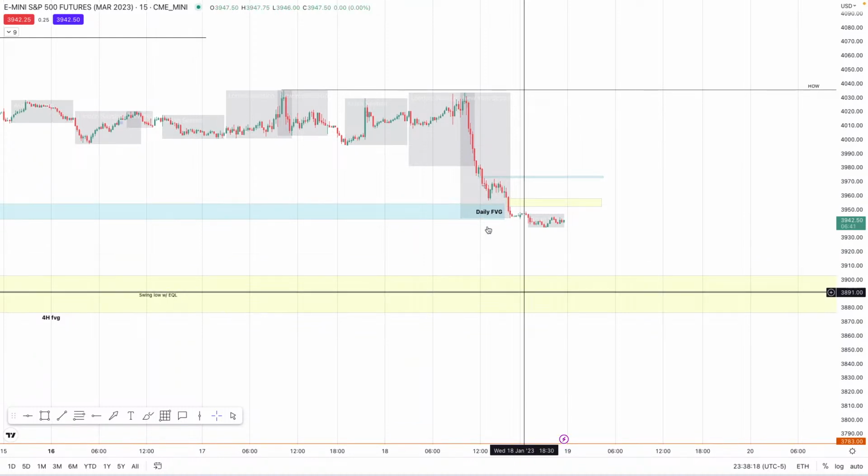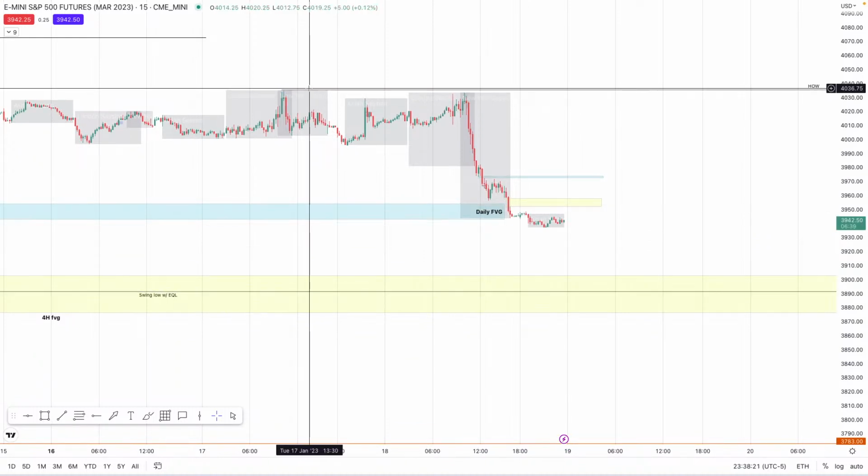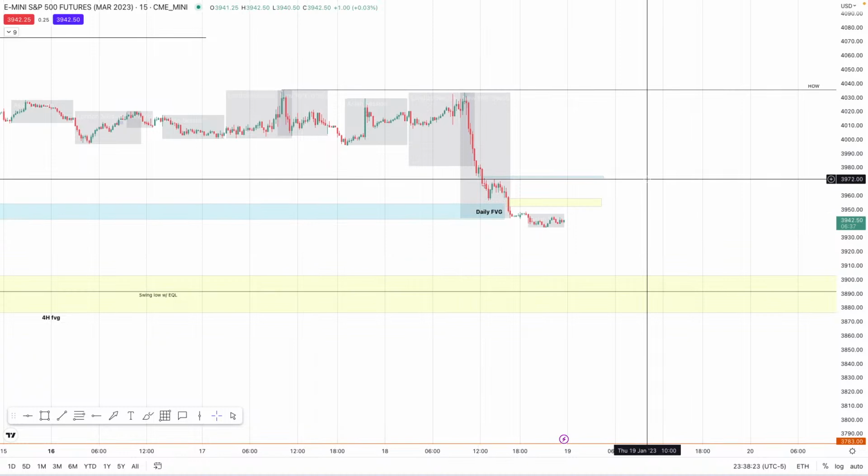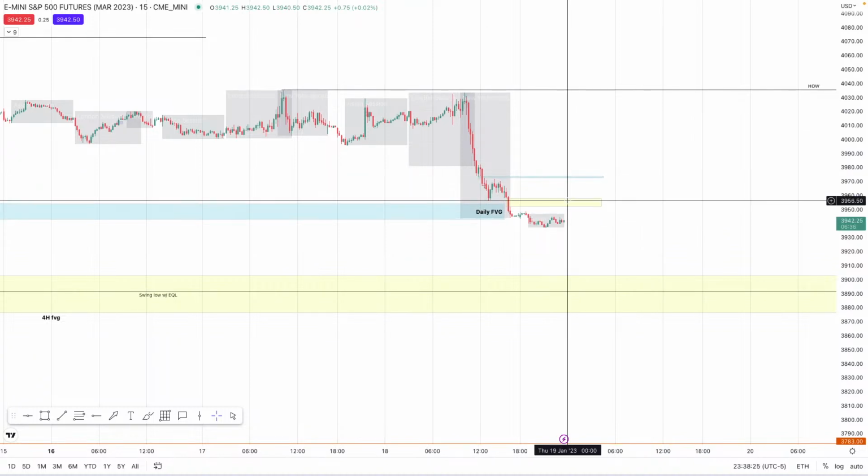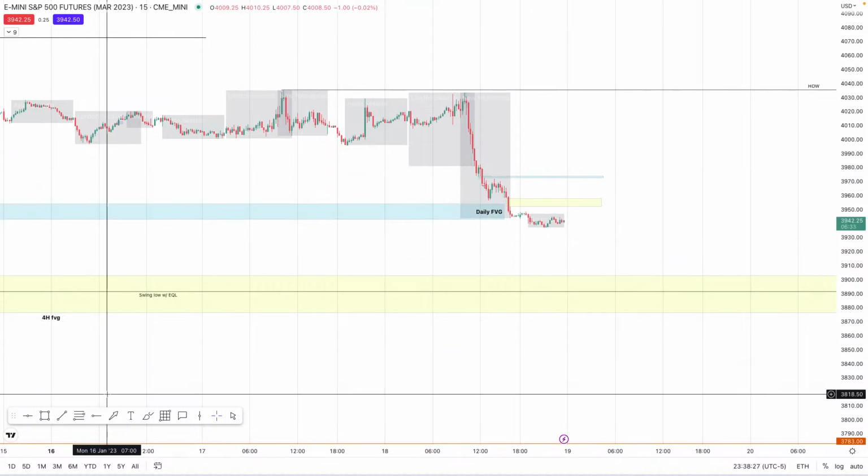So we have this swing low and we have this swing high. Okay. So what is that giving us? That has now given us a range.